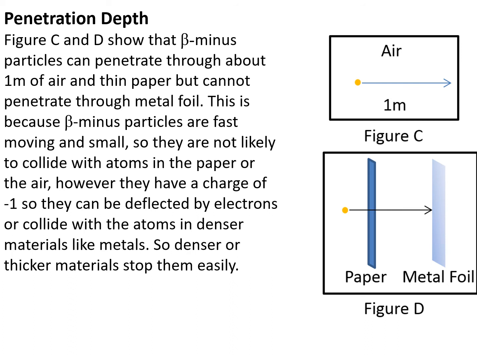This is because beta minus particles are fast moving and small, so they are not likely to collide with atoms in the air or the paper. However, they have a charge of -1, so they can be deflected by electrons and collide with the atoms in denser materials like metals. So denser or thicker materials stop them easily.